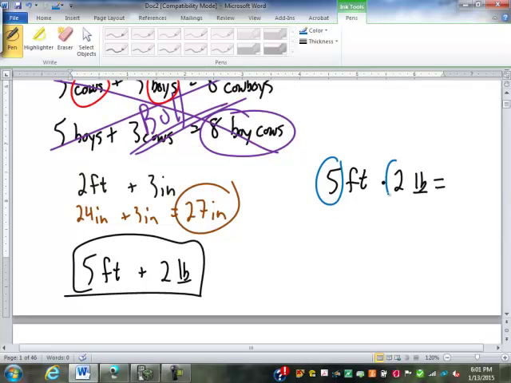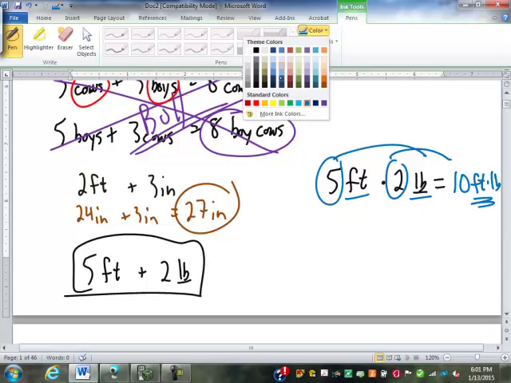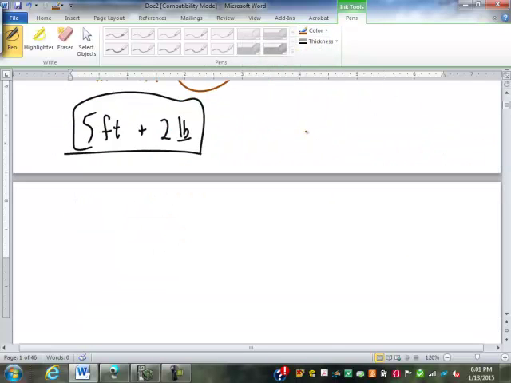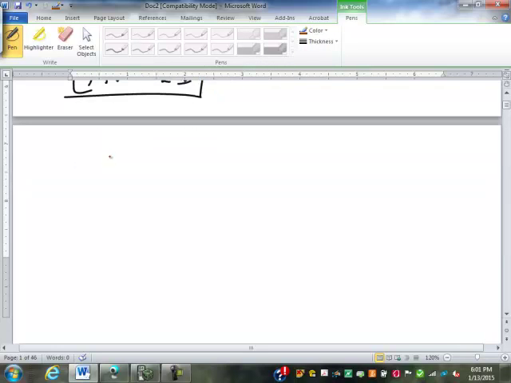5 feet times 2 pounds, I'm going to combine the counts. 5 and 2 make 10. And then I'm going to also multiply the names. Feet times pounds are foot-pounds, which is a unit of torque. So it's just fine to multiply numbers that have different names. This goes into all of our other forms of numbers.